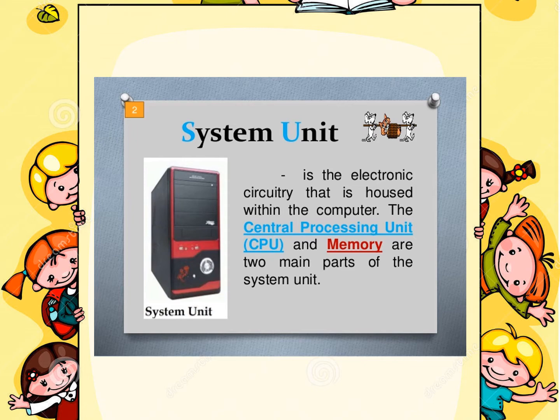The first part of the desktop is the system unit. System unit is the electronic circuitry that is housed within the computer. So it looks like a box.